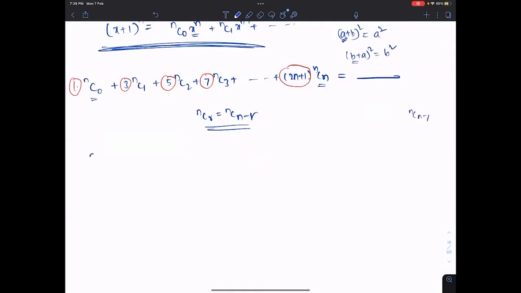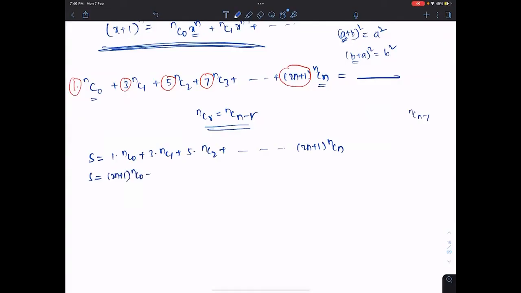Okay. So first you write down S. S is 1 into NC naught plus 3 times NC1. So when the coefficients are in AP, just you need to write like this. Then the same sum you write down in reverse. So 2n plus 1 into, what is NCN?